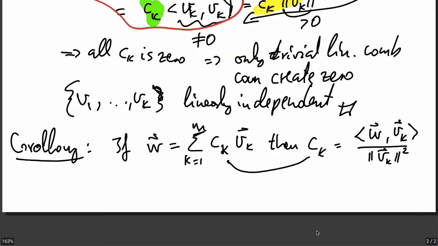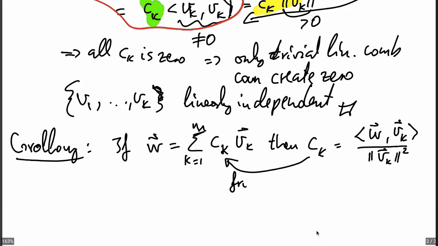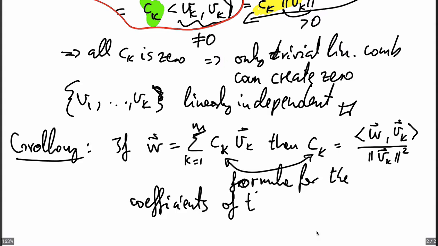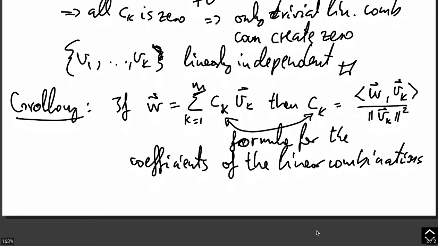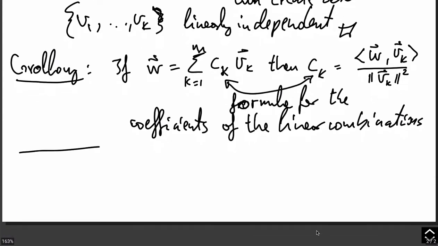So these are the coefficients of the linear combinations. There is a formula for the coefficients of the linear combination. This is also used a lot in higher mathematics, in many different places. So let me mention something that's not in our textbook, but it's in the homework.